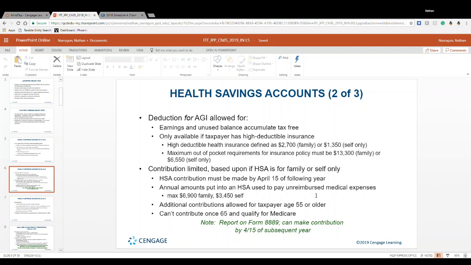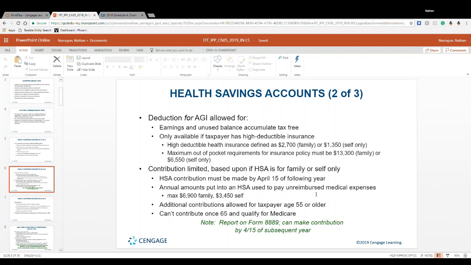But the contribution is limited, and it is again based on either family or self, and it must be made by April 15th of the following year. So we get basically all the way up to April. If you contribute to an HSA right now, you have up to April to still contribute to it before you file your taxes. It'll still count. It's a cool little thing, you get a little extra wiggle room. A lot of these special ones, HSAs, and there's another one that I just can't recall right now, have an extended contribution period. Now, annual amounts to put into the HSA are used to pay any unreimbursed medical expenses.